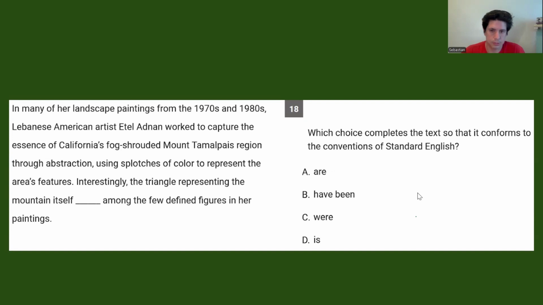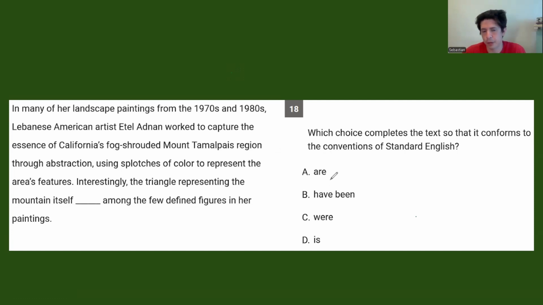And let's see this one. So this is module 2b, right? Supposedly the harder one, but you'll see that it's not too big a difference usually for this. In many of her landscape paintings from the 1970s and 1980s, Lebanese American artist Etel Adnan worked to capture the essence of California's fog-shrouded Mount Tamalpais region through abstraction, using splotches of color to represent the area's features. Interestingly, the triangle representing the mountain itself blank among the few defined figures in her painting.